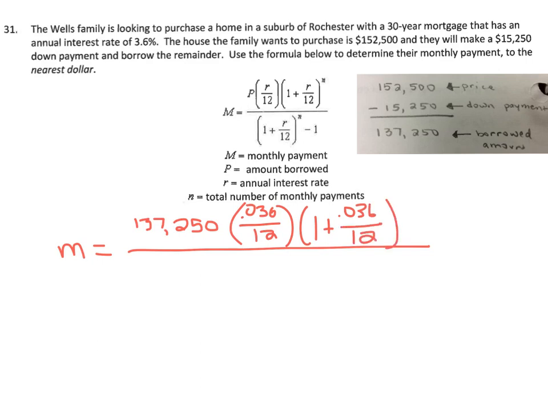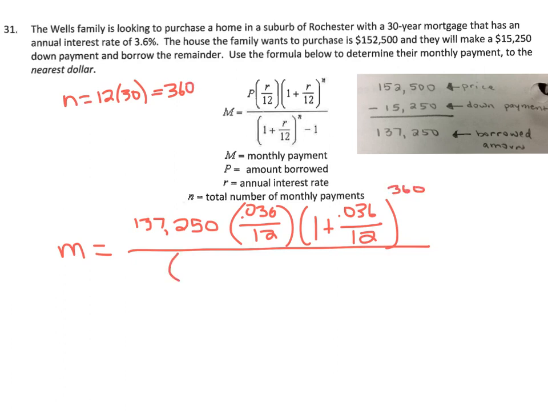Now, N stands for the total number of monthly payments. So we know there's 12 months in a year, and they're taking out a 30-year mortgage, right? So N is going to be equal to the number of months in a year times the number of years we're taking this loan out for, so 360.